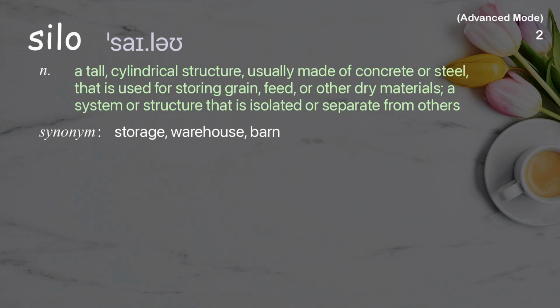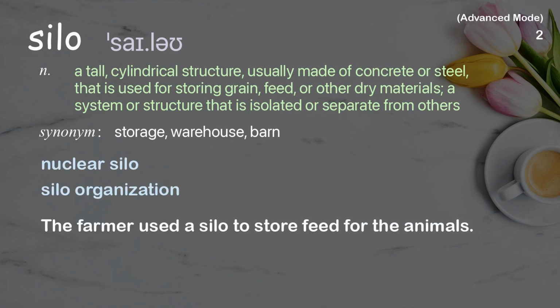Silo. A tall, cylindrical structure, usually made of concrete or steel, that is used for storing grain, feed, or other dry materials. A system or structure that is isolated or separate from others. Examples. Nuclear silo. Silo organization. The farmer used a silo to store feed for the animals.